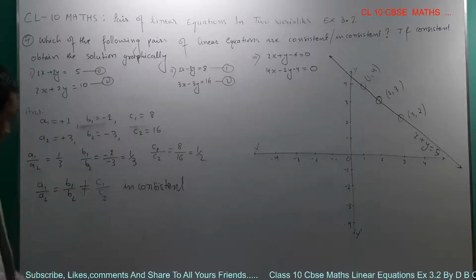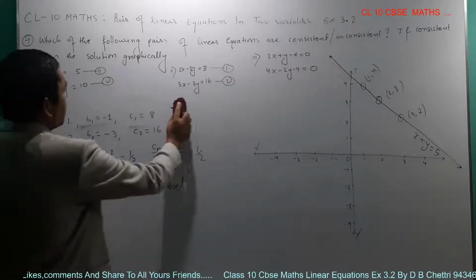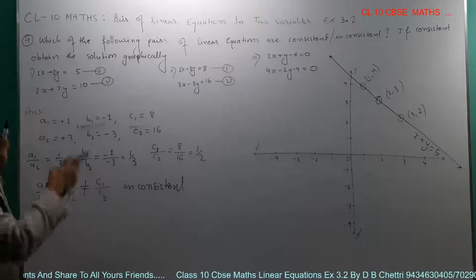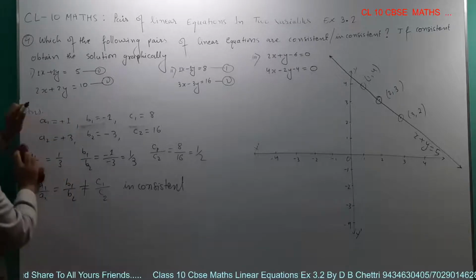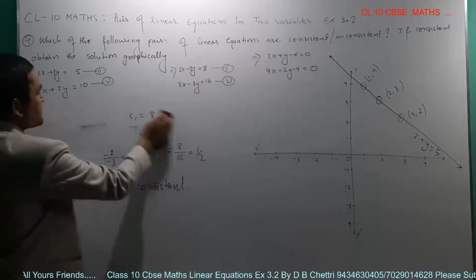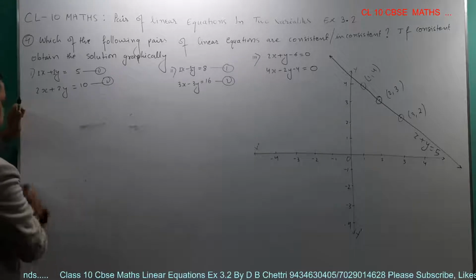Now let's take the third one. What kind of relation is this? This is inconsistent. This is inconsistent linear equations.